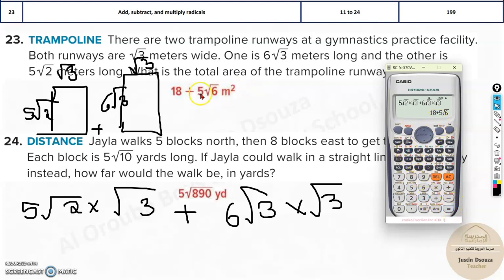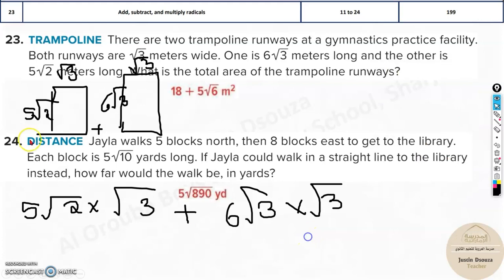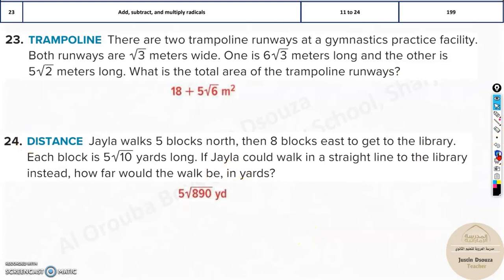The answer is 18 plus 5 root 6. That's the answer. Now over here, you're just doing it, but you need to do it just how we have done. Make sure we do it by the methods. And the last one is a simple one, so you need to do this by yourself.